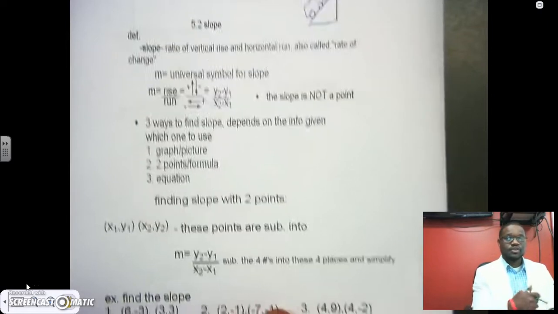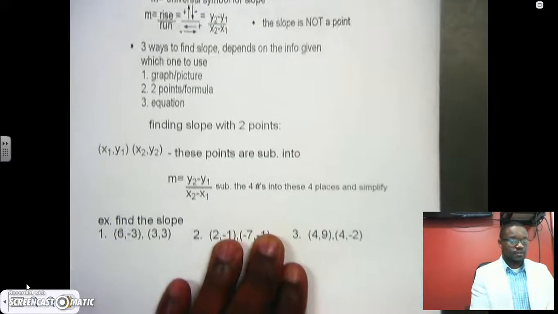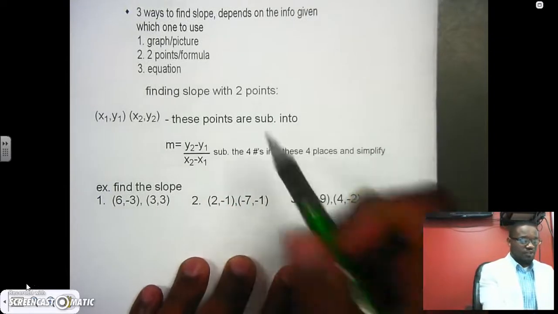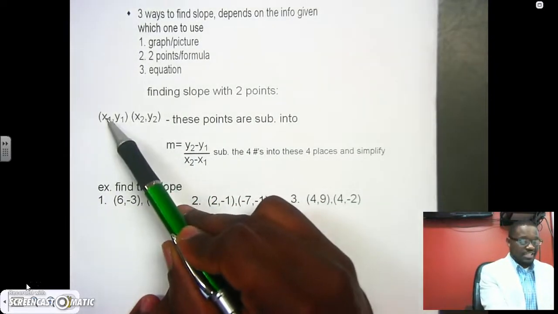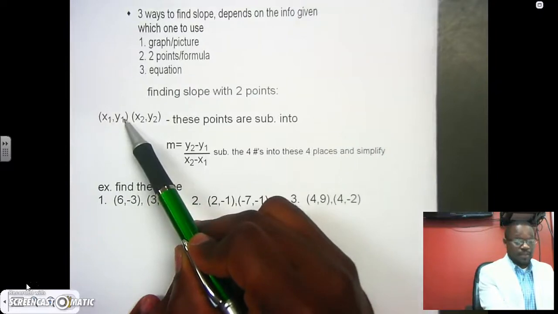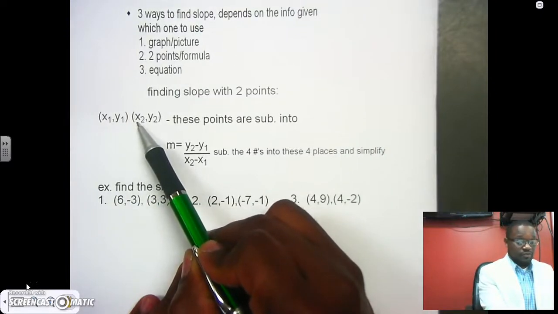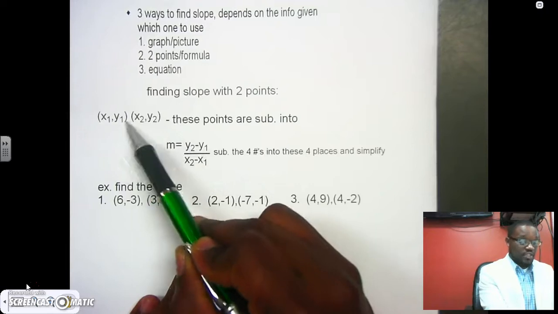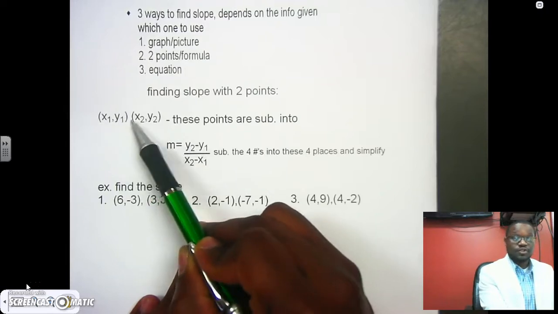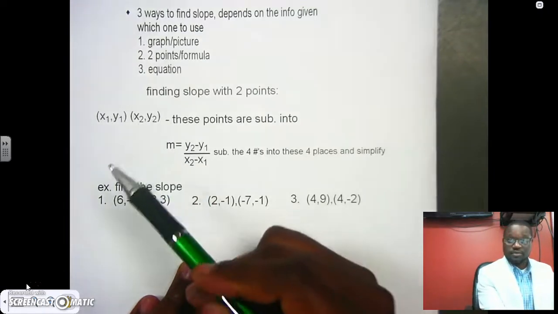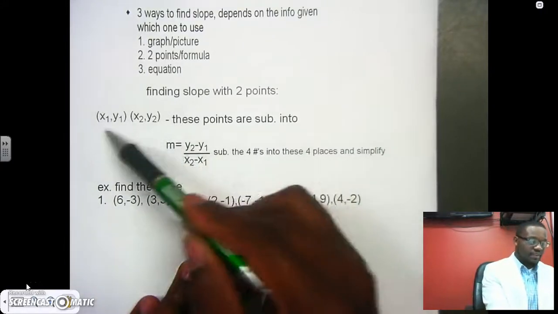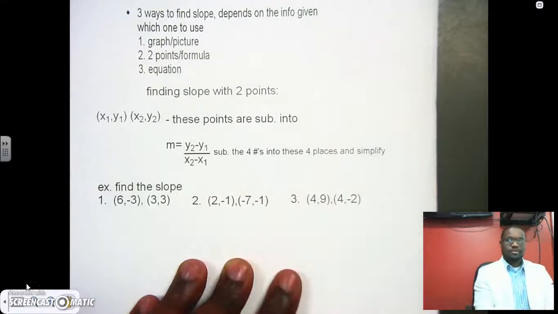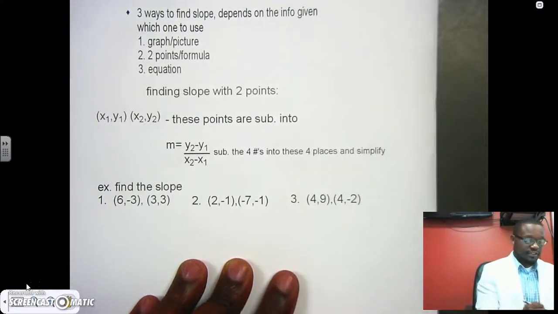So how do we find the slope when we have 2 points? And so here we go. Whenever you have 2 points, this is a generic point here. Every point is x first, y second. So the 1s is for the first point, the 2s is for the second point. That's all that means. First point, second point. And so you can flip them around. This could be the first point, that could be the second point. Now, this is very simple.